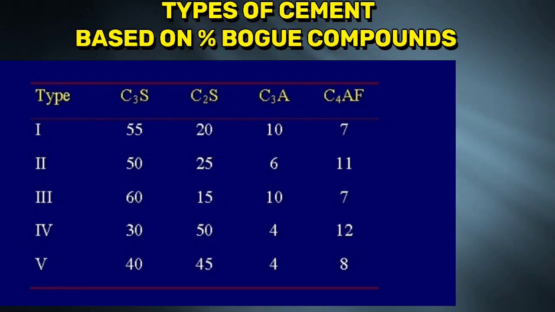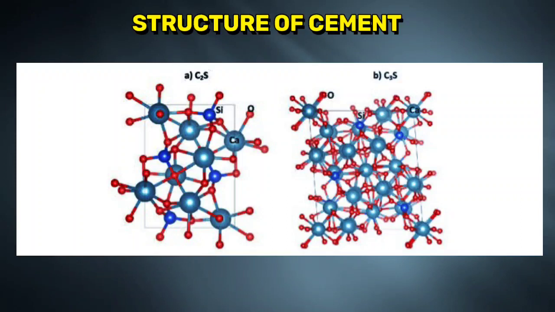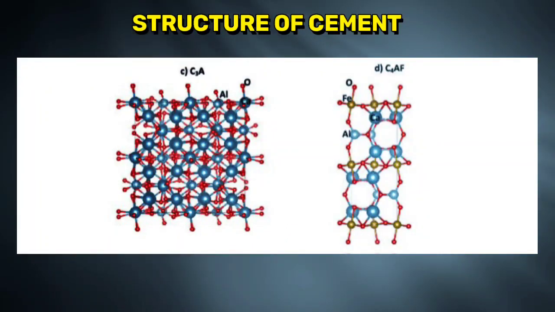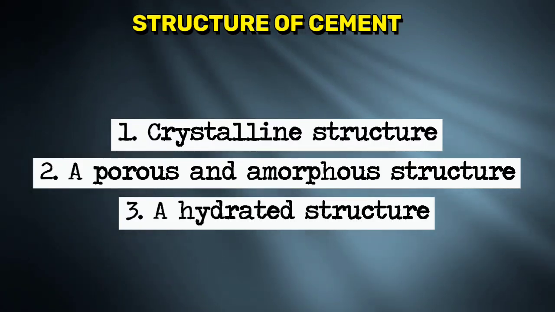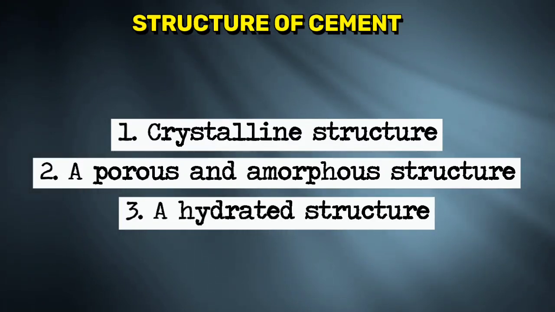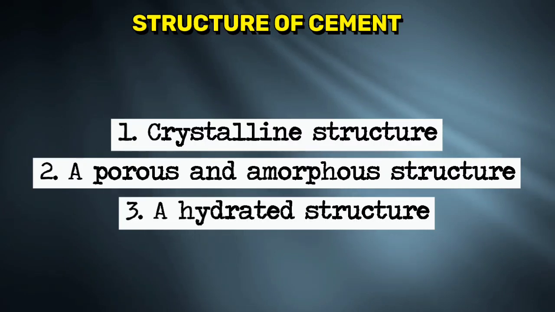So now let's look at the structure of cement. Actually, the structure of cement is characterized by a crystalline one. It's a crystalline structure with C3S and C2S forming a solid solution. And it's a porous and amorphous structure with C3A and C4AF forming a gel-like phase. And it's also characterized by a hydrated structure with water molecules bound to the cement particles.